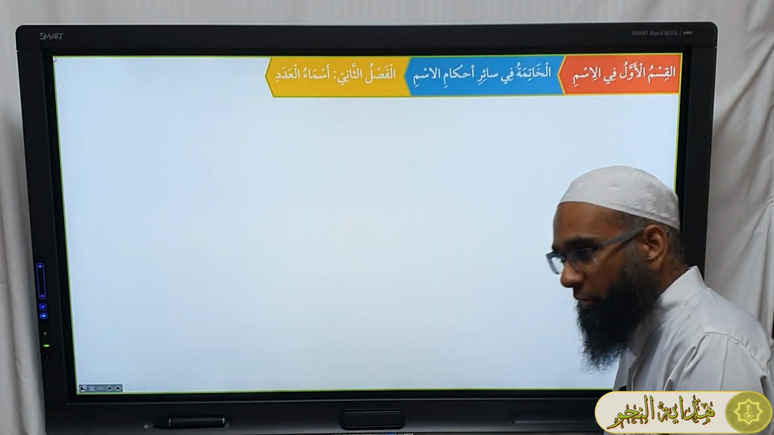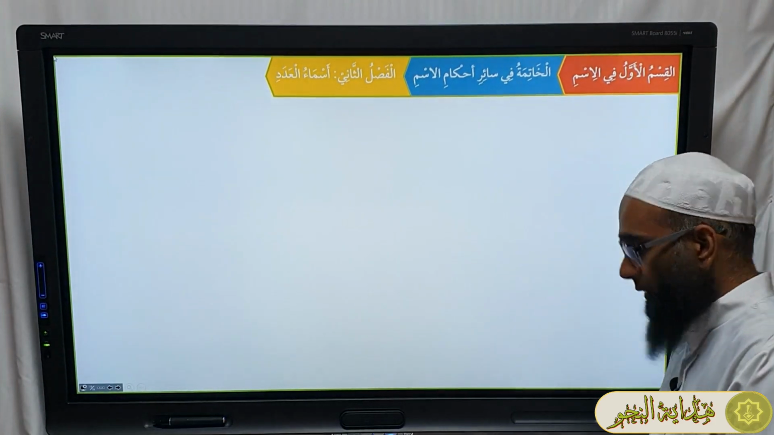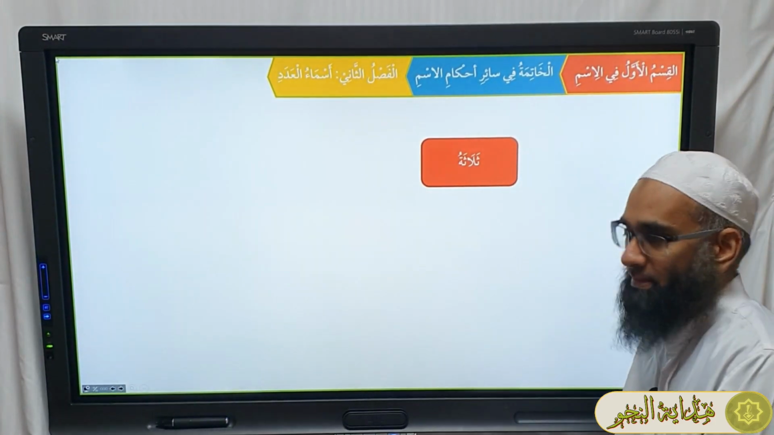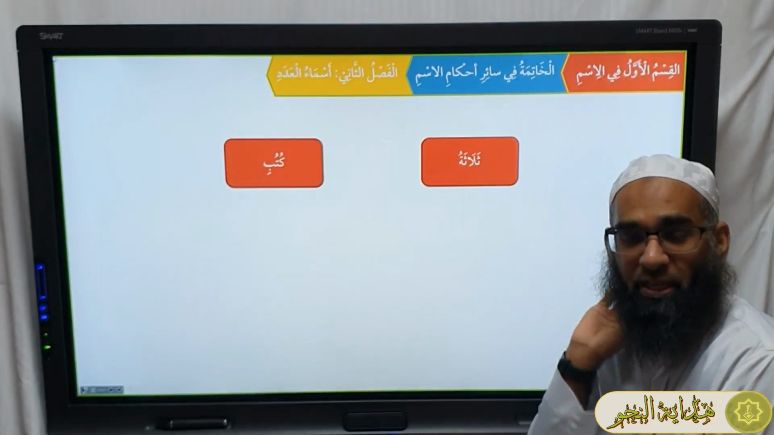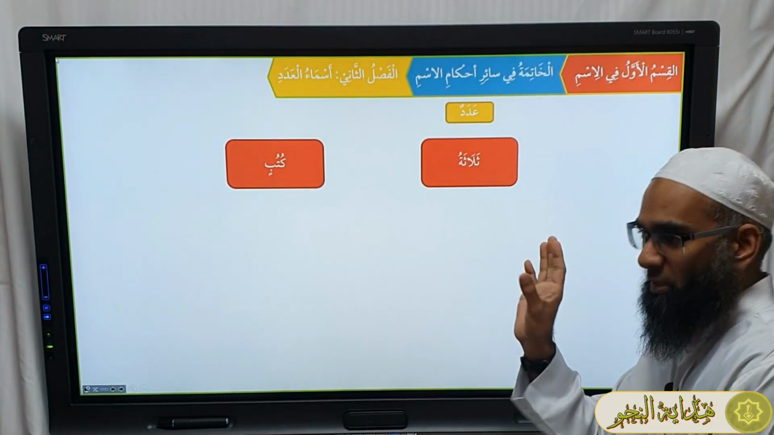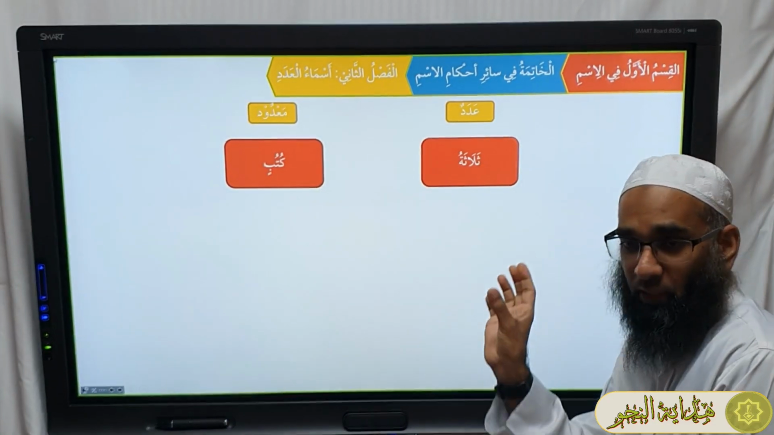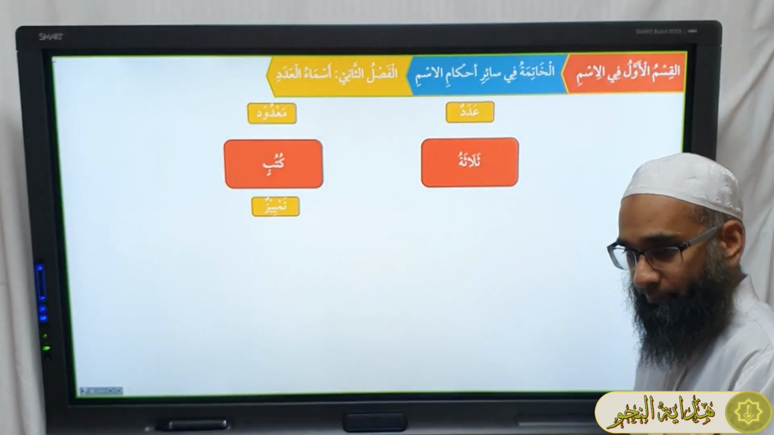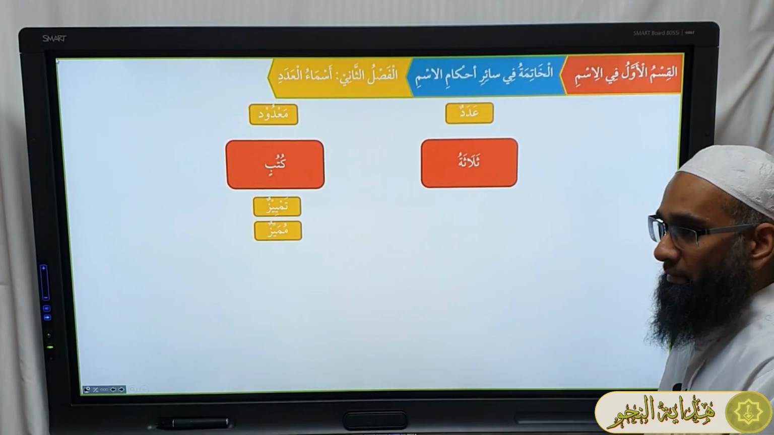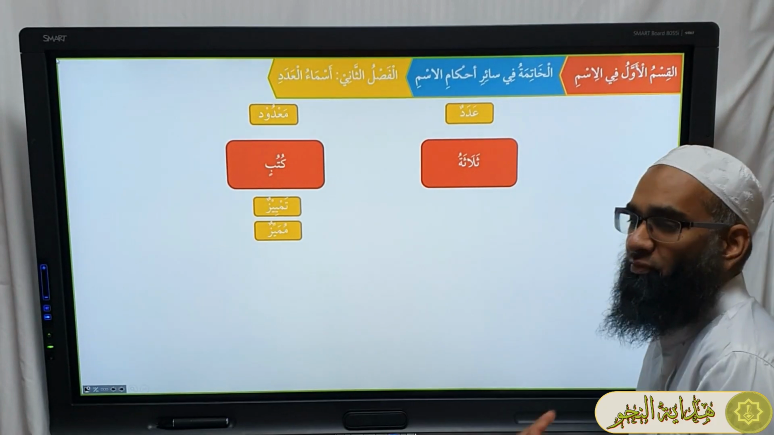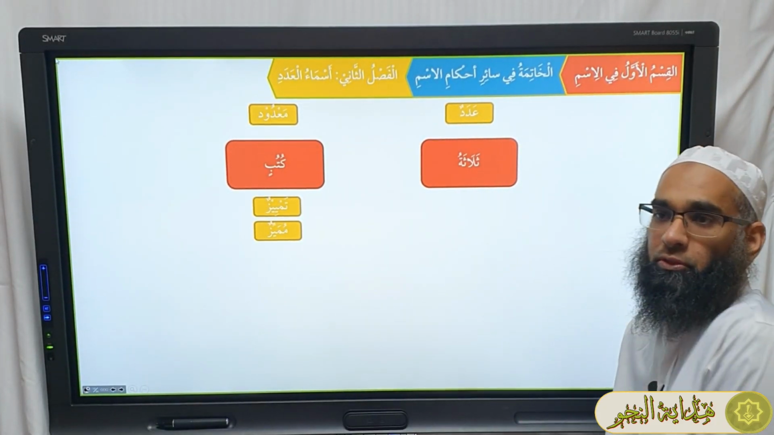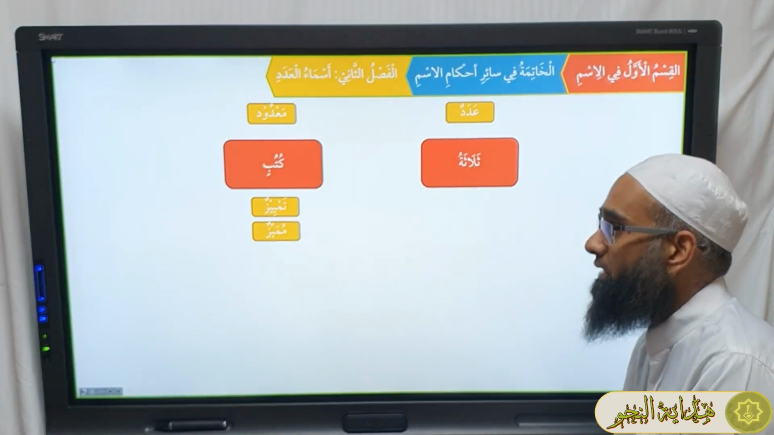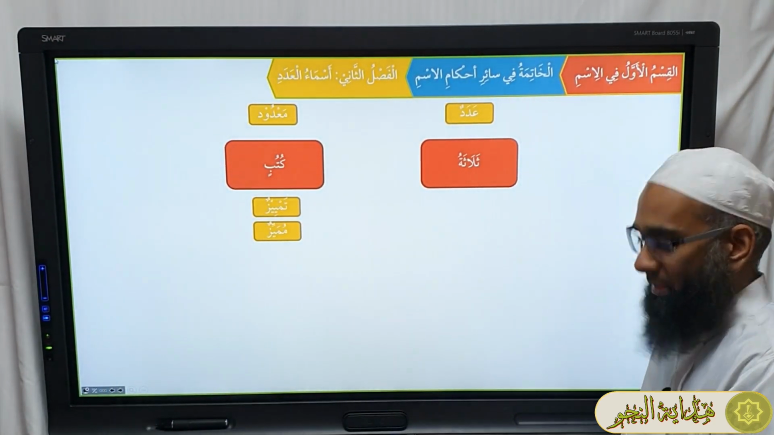So, moving on, let's have a quick recap. We said numbers are made up of 2 elements: the number itself and the thing you're counting. The number is called the adad. The thing you're counting is called معدود, and it is also called a تمييز, or you can call it the مميز, the thing that clarifies the number. Because when you have ثلاثة, 3 what? It needs clarification, it needs more detail. So the thing that's being counted, you can call it the معدود, the تمييز, or the مميز.